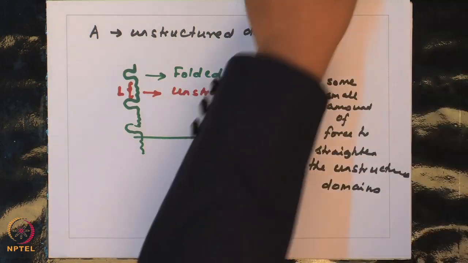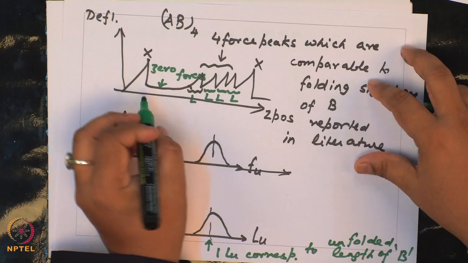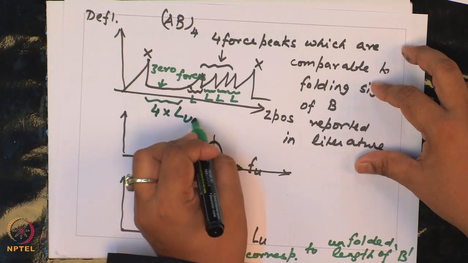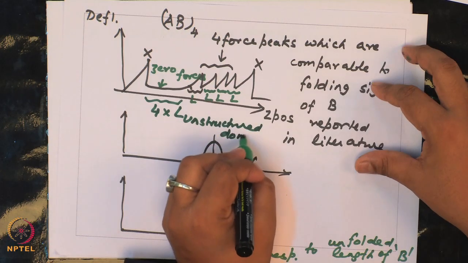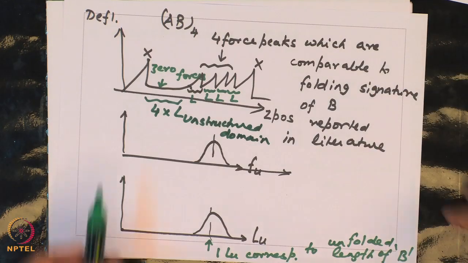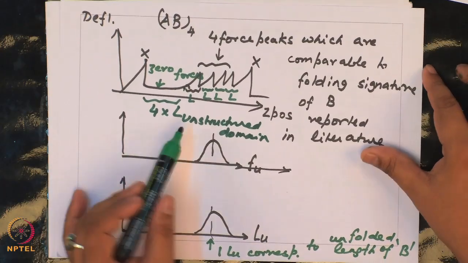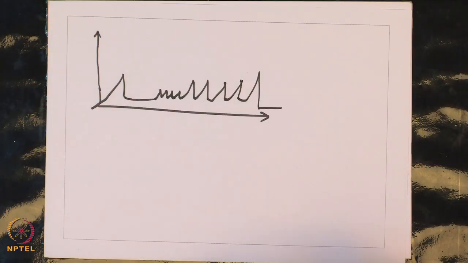Okay. So, in that case, what this length corresponds to? So, this length corresponds to 4 times length of unstructured domain. Okay. So, this long gap of almost 0 force is nothing but 4 times the length of one unstructured domain of A. Okay. So, this is one possible case where you have a domain A which does not have a structure per se. Now, let us take another case.